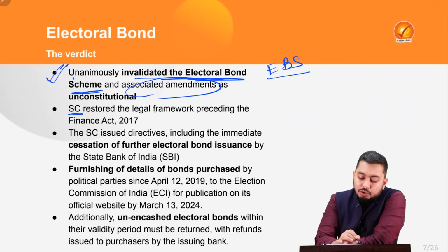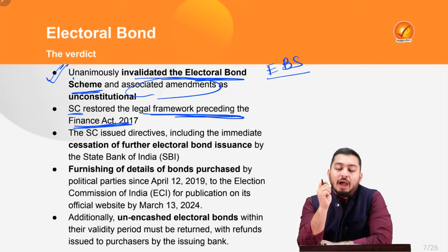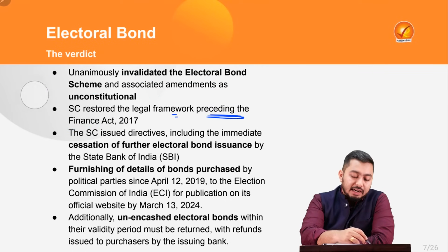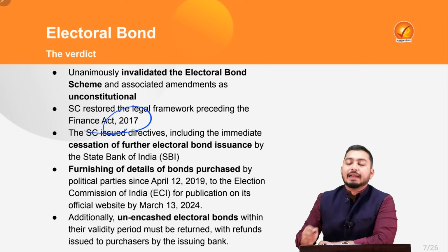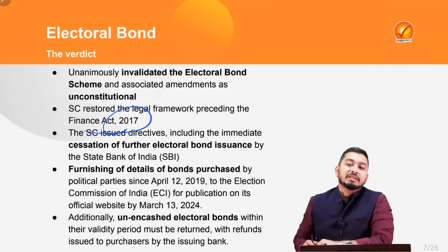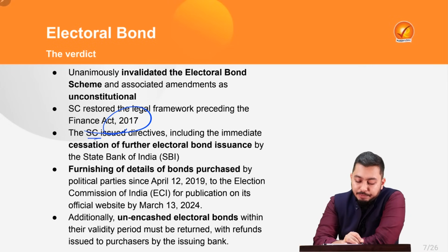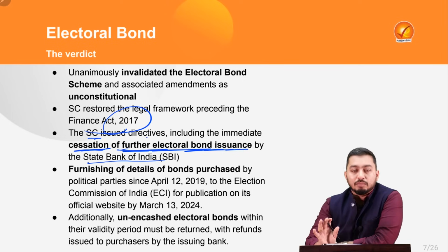Then the Supreme Court restored the legal framework preceding the Finance Act of 2017. Essentially what they are saying is you have to go for the status quo ante. That means you have to go to the status quo which was before the Finance Act of 2017 and the amendments which were brought in all these acts. Then the Supreme Court issued directives including the immediate cessation of further electoral bonds. That means the electoral bond scheme will be suspended from this time onwards.